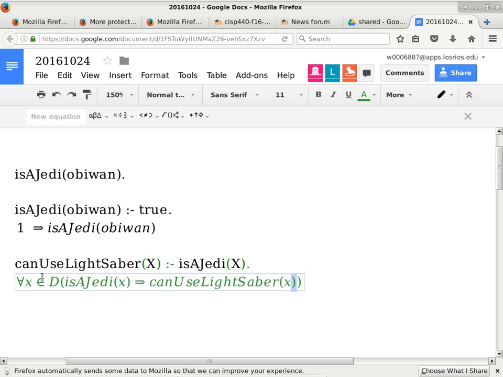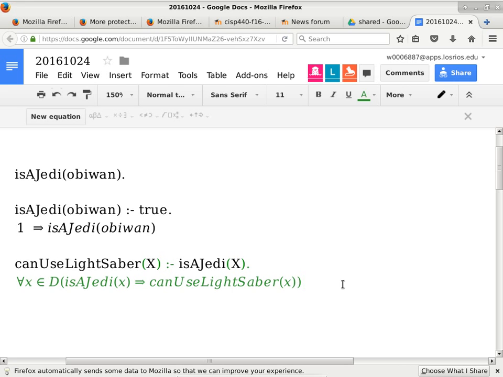Because this is another predicate which can be true or false. So what this is really saying is, if X is a Jedi, if you can make the first part of the implication true, the second part has to be true, which is X can use a lightsaber. Is that part okay? Are there any questions about the statement in Prolog as opposed to the mathematical representation of that same statement?